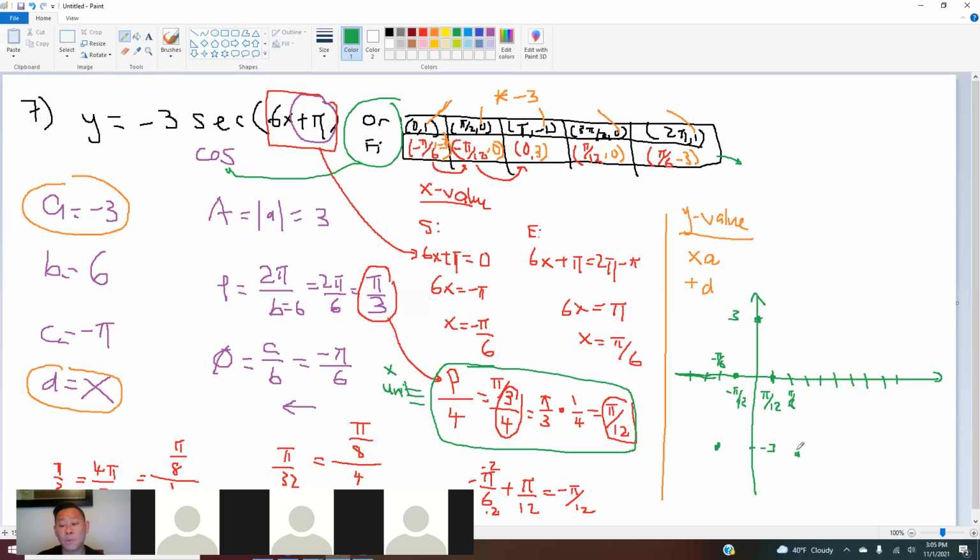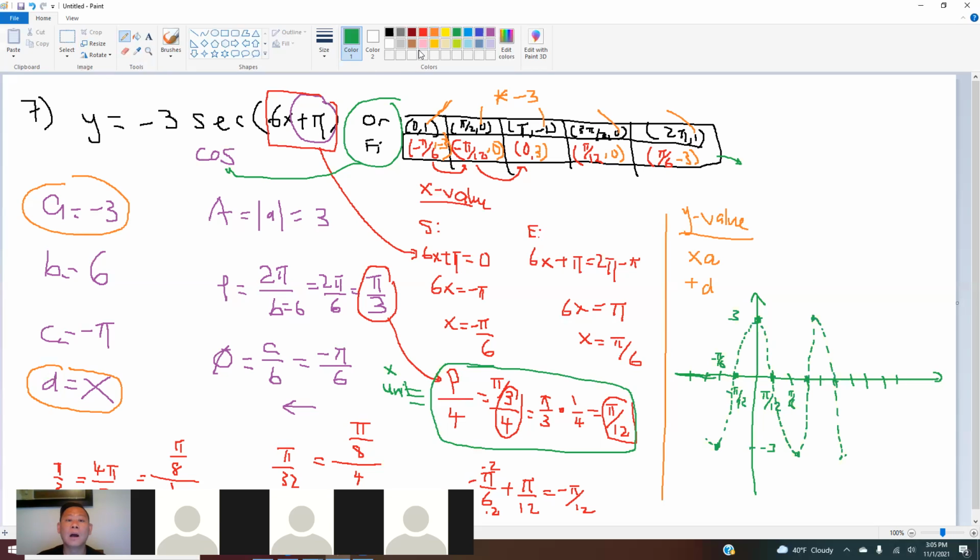And if I want 2 cycles, you just go back to 0 for the next one, and then you go back to 3. Then you come back down to 0, and then you come back down to negative 3. So this graph that I drew in a dashed line, the one that looks like a cosine graph, will be reflected on the y-axis. That is the negative 3 cosine 6x plus pi.